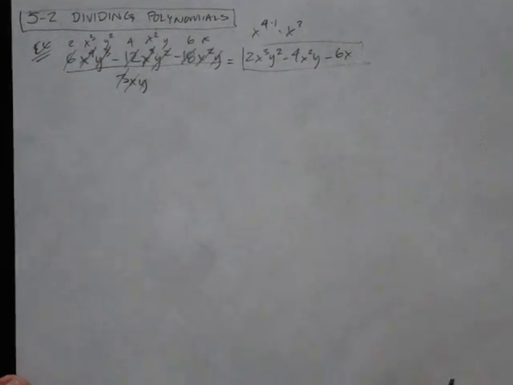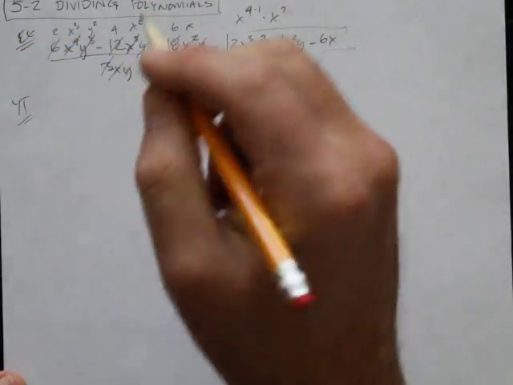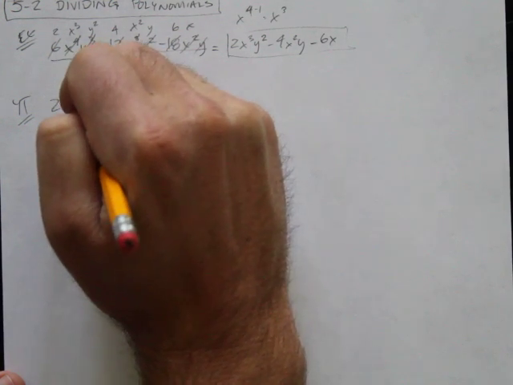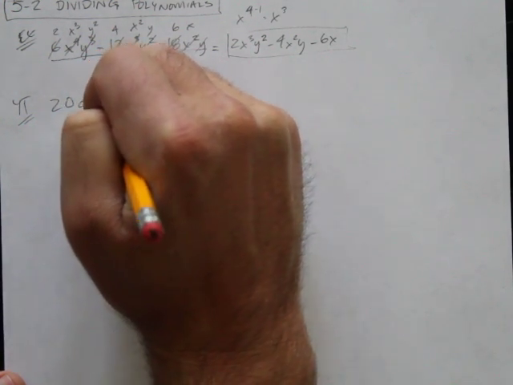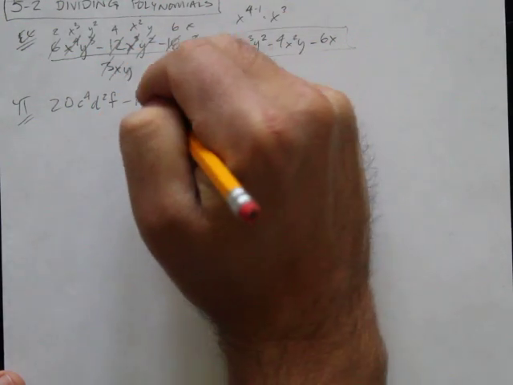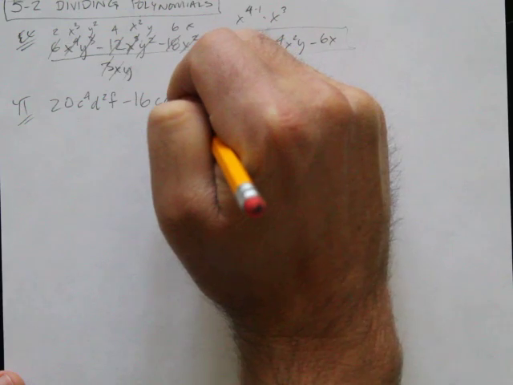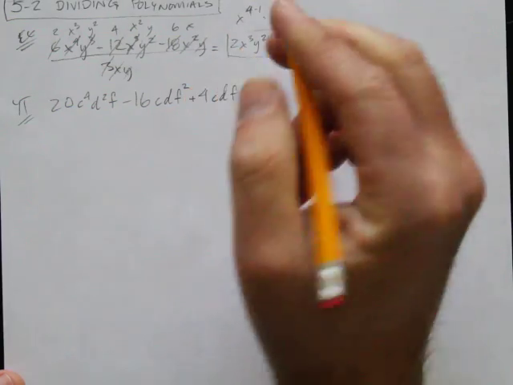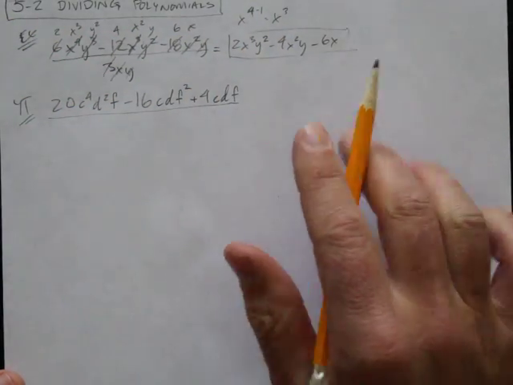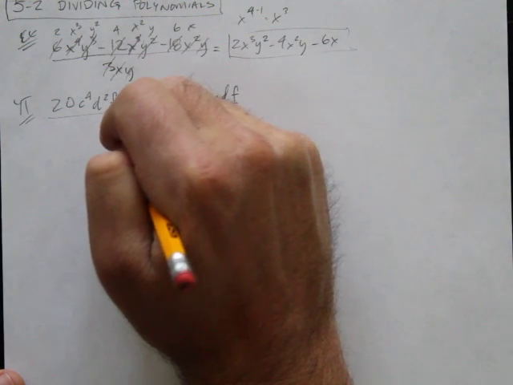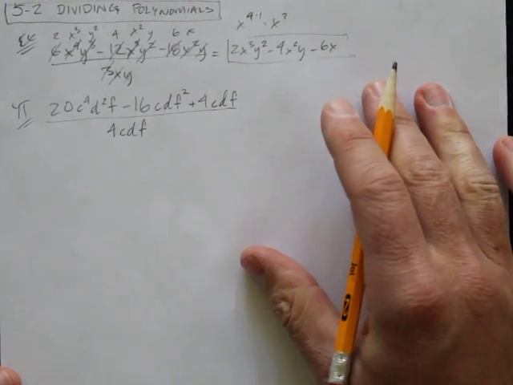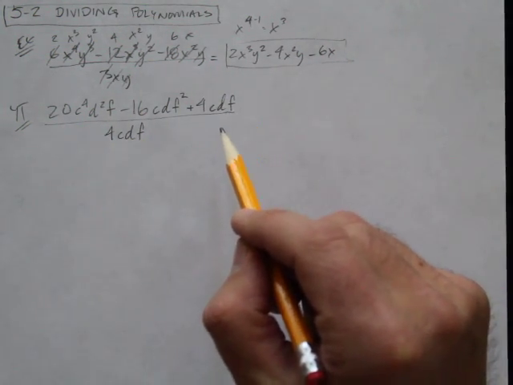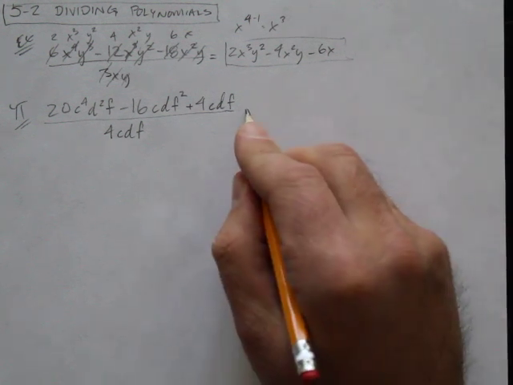Now, let's look at this next one. You guys are going to do this one. Just try to follow that same rule here. So, 20 c to the fourth d squared f minus 16 c d f squared plus 4 c d f, and underneath here I've got 4 c d f. See what you can cancel out here, what you can simplify, and we'll get back to it all together. Go.